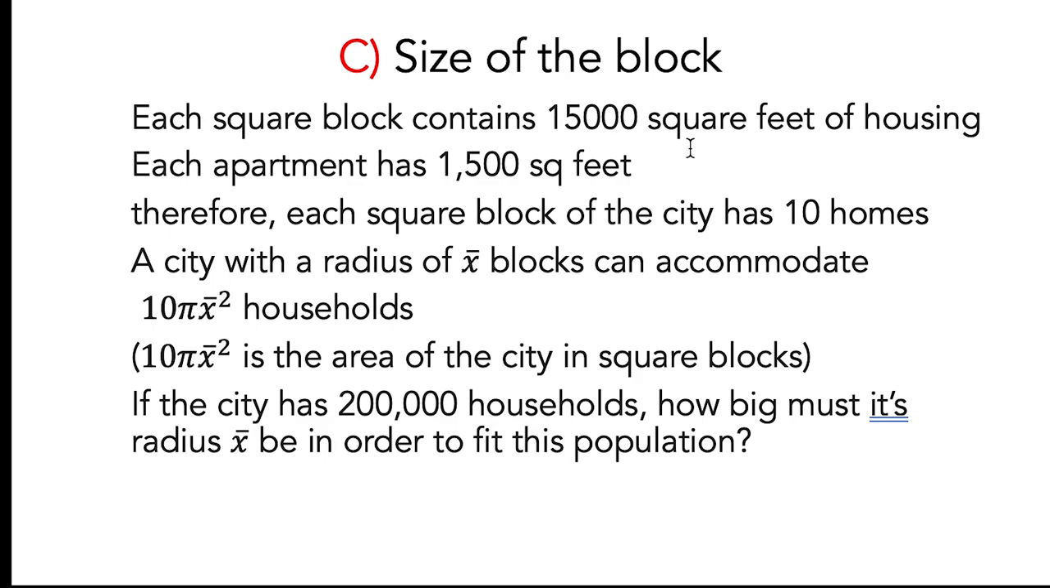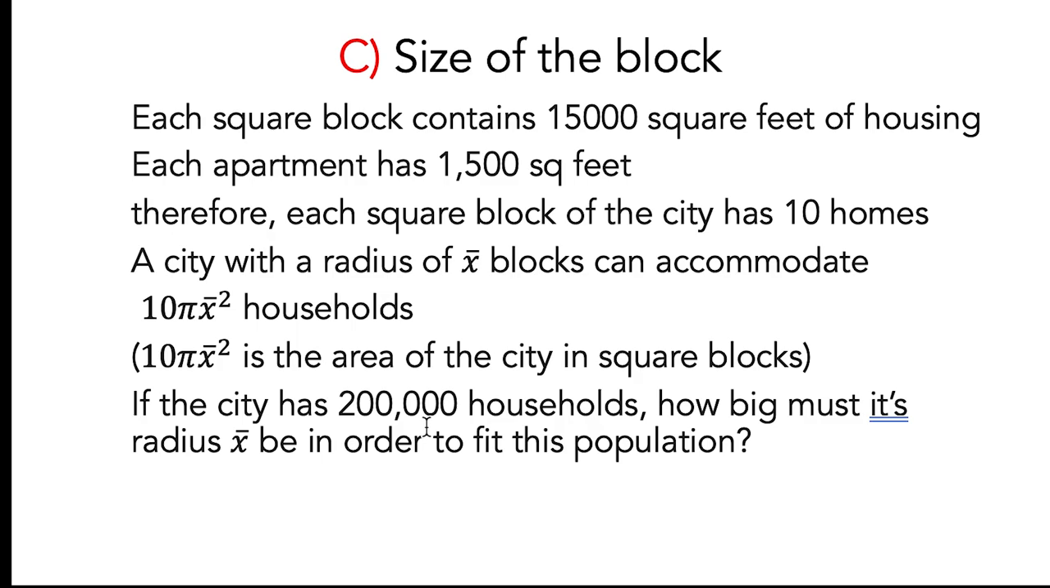Each square block contains 15,000 square feet of housing, and each apartment is this size. So if we divide this by this, we know that each square block of the city has 10 homes. Now, this is a circle, right? And the area of the circle is given by r squared times pi. So a city with a radius of x bar blocks would accommodate 10 times pi x bar squared households, because this is the area of the city in terms of square blocks.